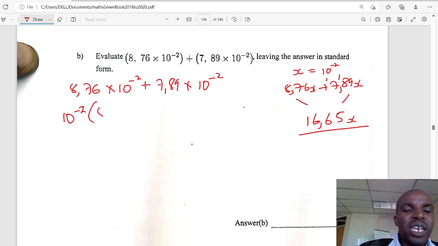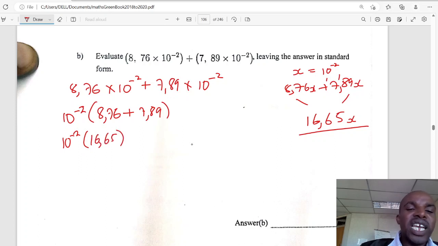So I want to do the same here. You'll be left with 8.76 times 7.89, plus 7.89. Then you add the 2, it will be 10. It will be 10 to the power minus 2. Then here, if you can add the two, it is 16.65. Right? Then you have to change this item also inside the bracket, because this number will be 16.65 times 10 to the power negative 2.